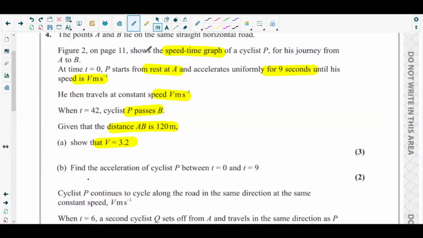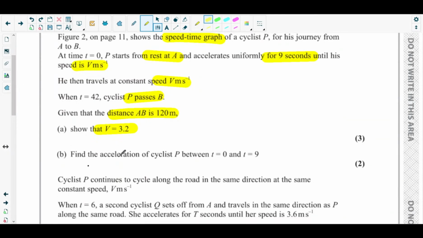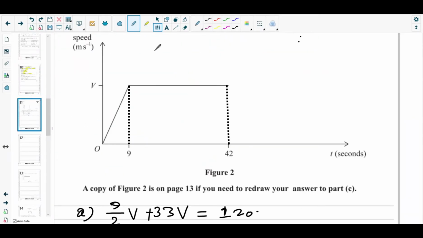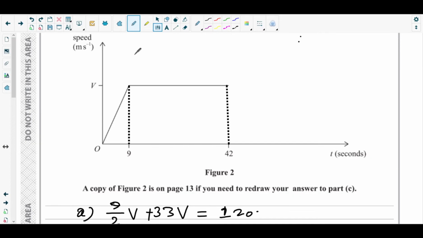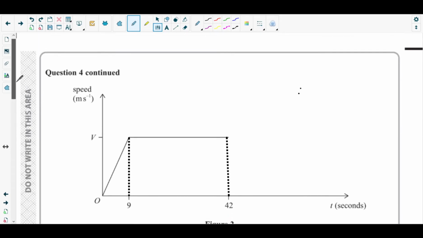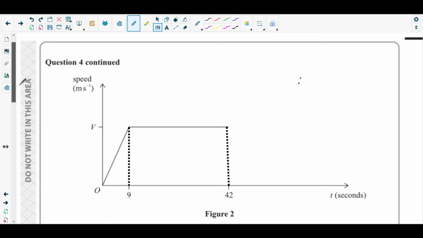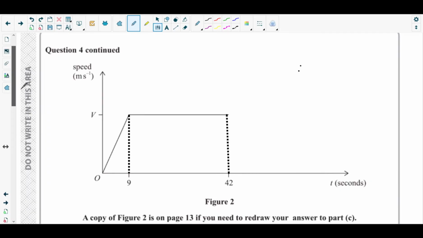Okay, next is part B. In part B, they're asking to find the acceleration of cyclist P between t equals 0 to t equals 9. So we need to find the rate of increase of speed, that is the acceleration that has occurred for cyclist P from t equals 0 to 9 seconds.